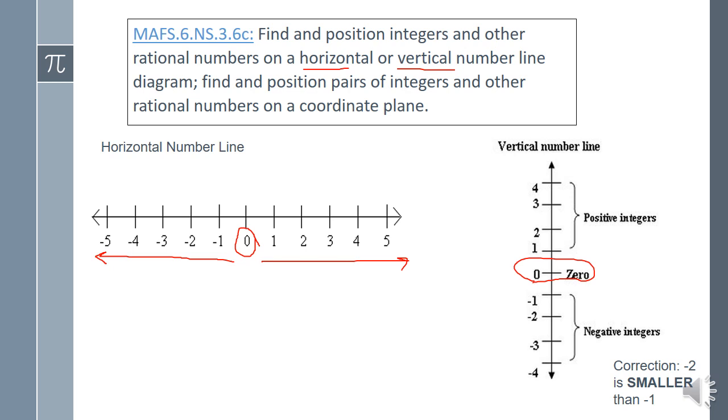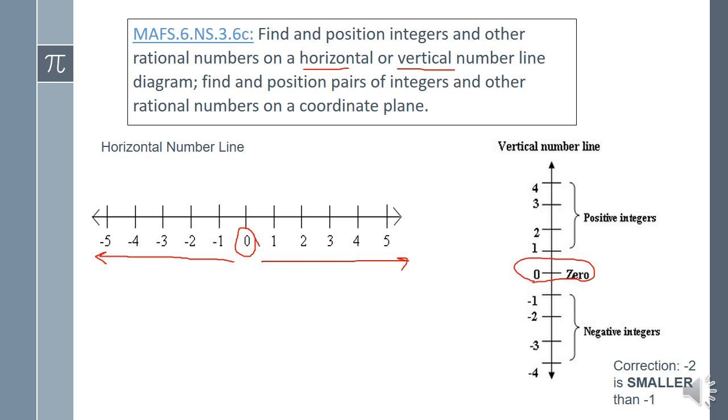So once again, when we're looking above 0, the further you get away from the 0, when we're dealing with positive numbers, the bigger the number. And then when we're dealing with negative numbers, the further you get away from 0 or go below 0 is going to be a smaller number. Okay, so looking at this, -2 is actually bigger than -1. Okay, that's just a reminder.